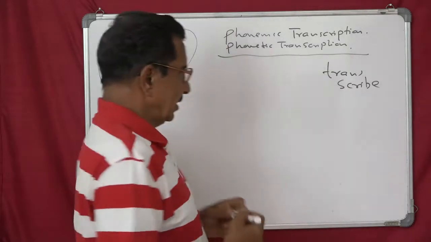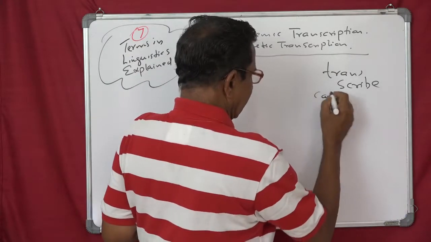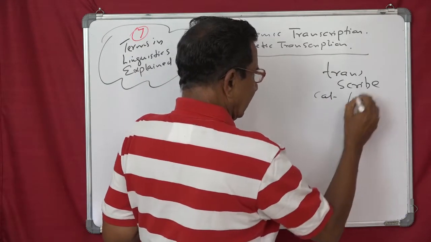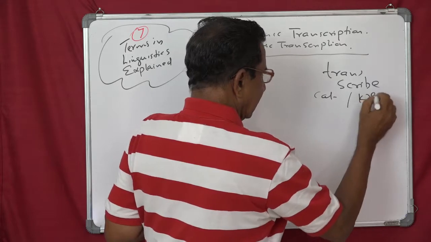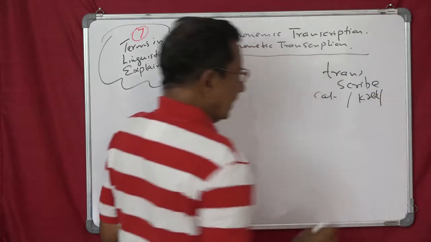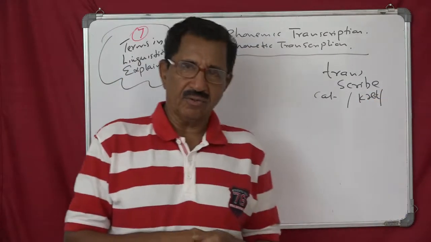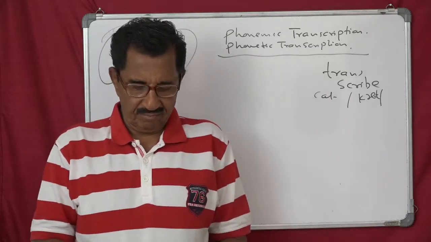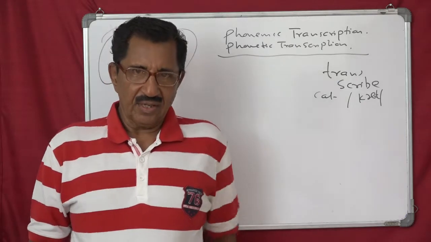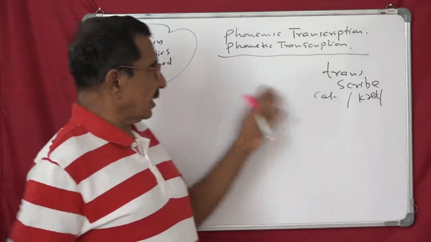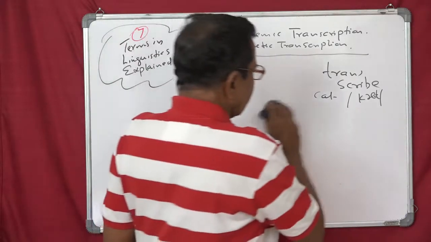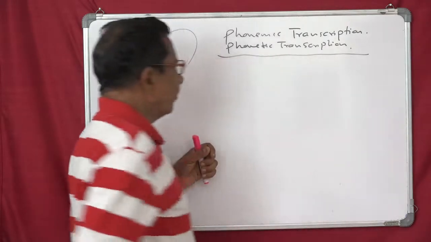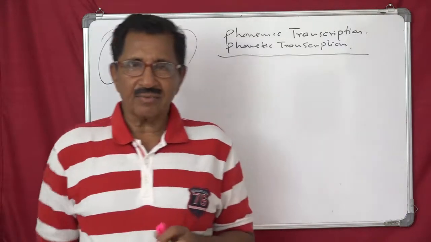For example, spelling you write like this, CAT, and the transcription will be like this. That means you are changing the form of writing. That's all. To transcribe means to change the form of writing. I think that is clear to you. Now there are two ways you can write: one is phonemic transcription, the other is phonetic transcription.